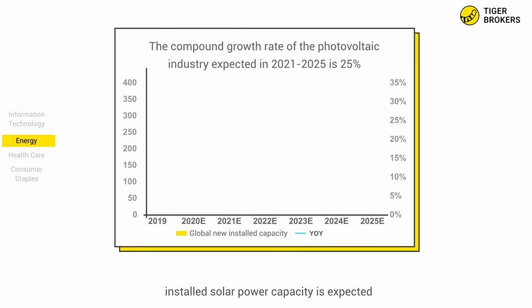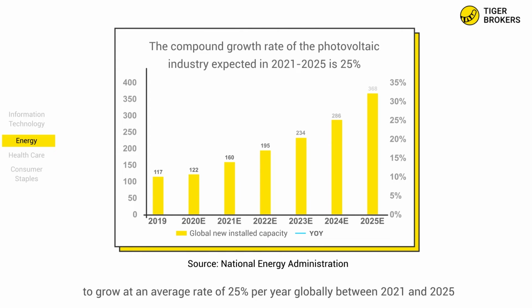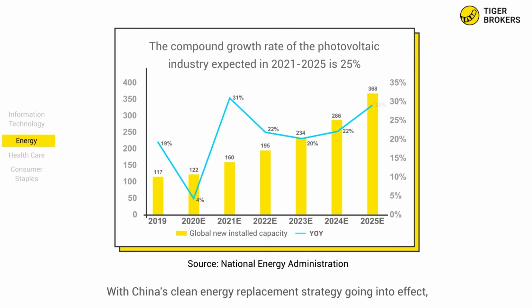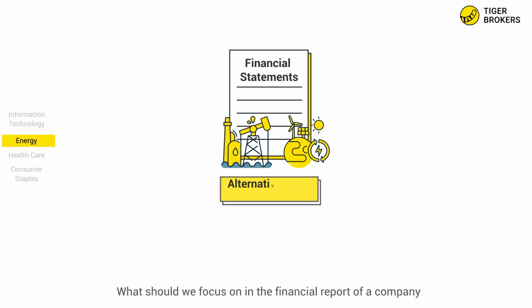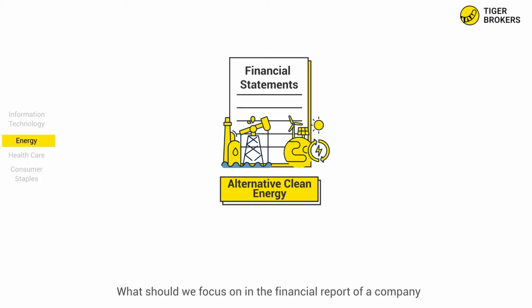Moreover, installed solar power capacity is expected to grow at an average rate of 25% per year globally between 2021 and 2025. With China's clean energy replacement strategy going into effect, the size of the global alternative energy industry is likely to grow even more. What should we focus on in the financial report of a company in the alternative clean energy sector?